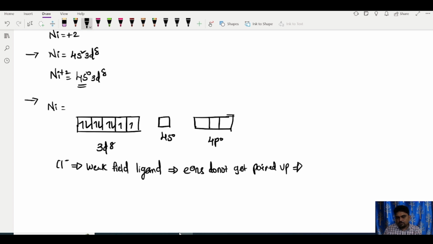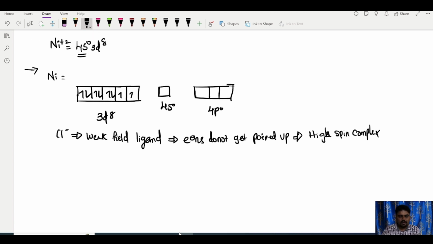So you will get high spin complex. Why high spin complex are we getting? The electrons are not getting paired up in orbitals. Now next thing.